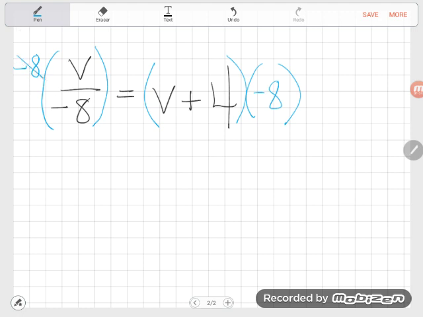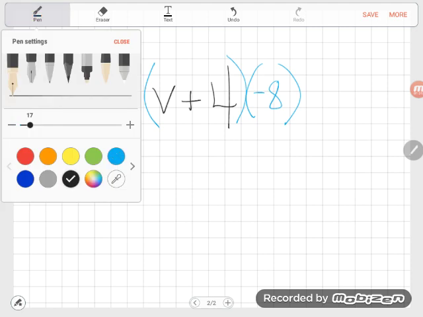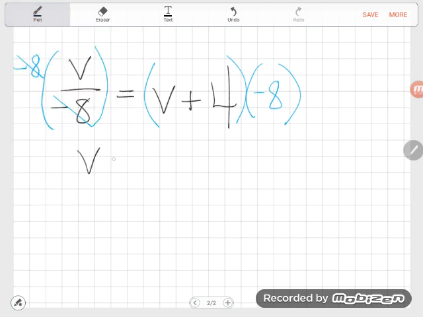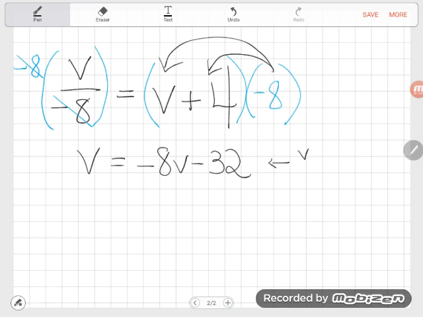On this side of the equation, multiplying by -8 and dividing by -8 will cancel, leaving me with just that v. And on this left-hand side, this multiplication is passing out. -8 times v is -8v, and -8 times +4 is -32. Almost ready to solve here, but what I want you to notice is that I still have v's on both sides.